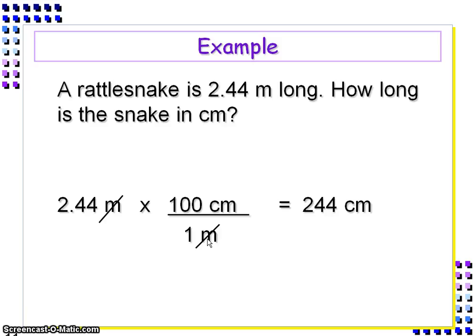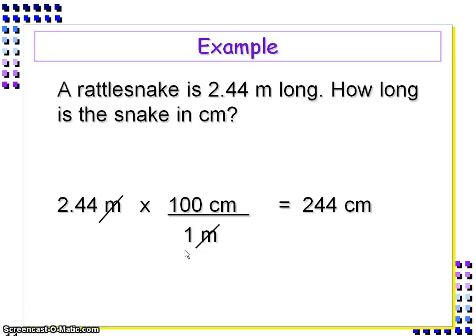I have to ask myself, which one of these is the bigger unit, meters or centimeters? Meters is the bigger unit, so that's why I put the 1 on the bottom where meters was. And then I thought about it, and I thought, oh yeah, centi means 100, so I put 100 on top. So my math is 2.44 times 100 equals 244. Remember, to solve the math, you multiply all the numbers across the top, and you divide by any numbers that are on the bottom. This was an easy problem.